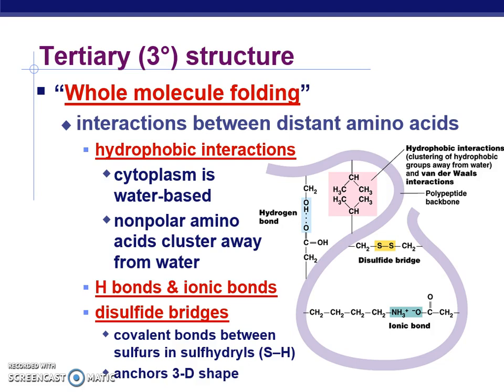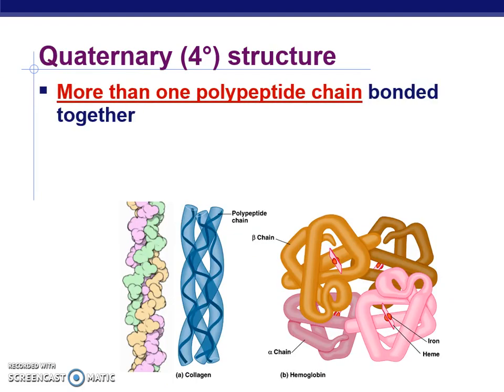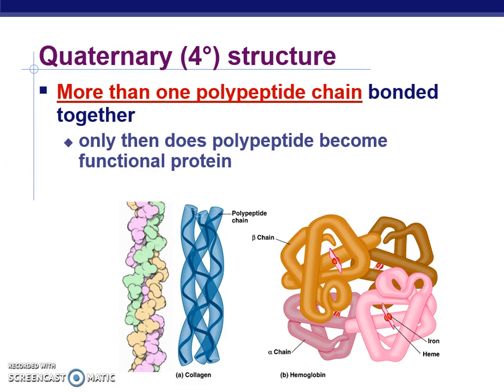So now you've folded up your polypeptide, and you get to quaternary structure, and this is only in certain proteins. So some proteins need to have multiple polypeptide chains come together, and that's where you get that last layer, that quaternary structure.